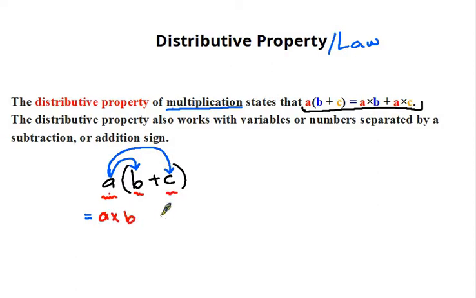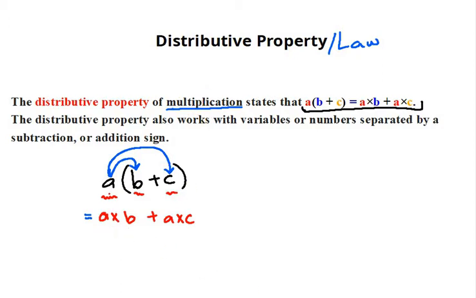Now, what else would we have? A times C. Alright, plus. We use plus because we're already adding at the top, so we use plus A times C. And we use multiplication because the distributive property is basically relating to multiplication, as it states, the distributive property of multiplication right here.